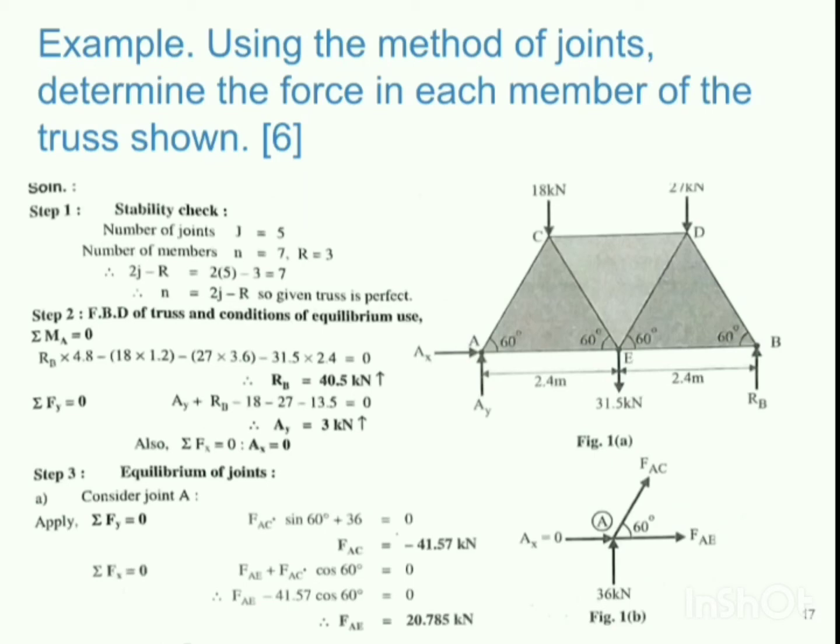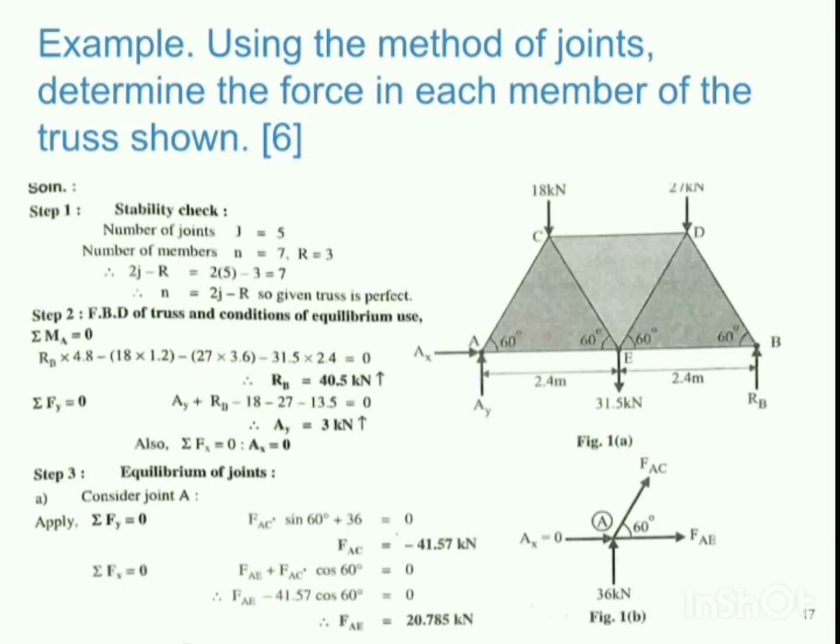So our next step is to find out the support reactions AX, AY by applying conditions of equilibrium to the entire truss. Now this is an important step. We are applying conditions of equilibrium to the entire truss. By applying summation of moment at point A, we got the value of RB as 40.5 kilonewton, and it's acting in the upward direction. So our assumption is correct that RB is acting in the upward direction.